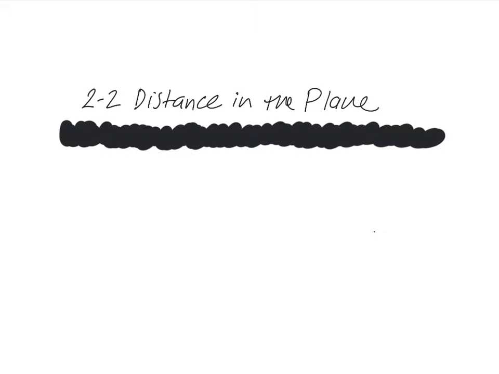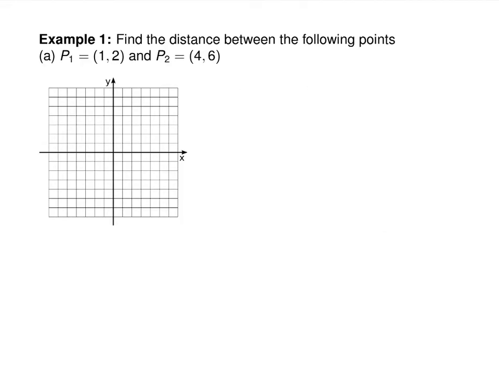Okay, I'm going to show you where it comes from. It comes from the Pythagorean theorem. I'll show you why. Find the distance between these two points. So plot them. Point 1 is over 1, up 2. Point 2 is over 4, up 6. You want to find how far it is to walk from point 1 to point 2.